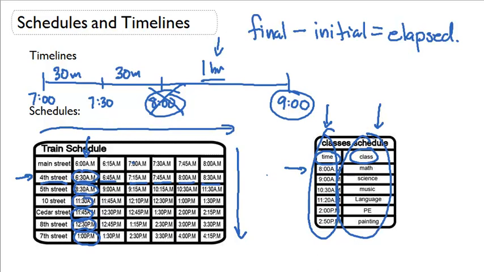So remember, the key to breaking down schedules is to divide it: think about what the rows tell you, and think about what the columns tell you. Once again, think about what the rows tell you, and think about what the columns tell you. I hope that was clear, and once again, good luck.